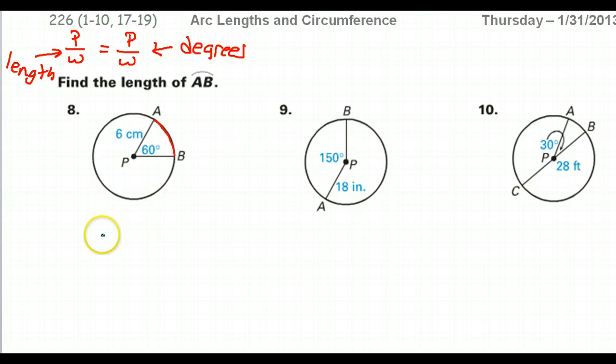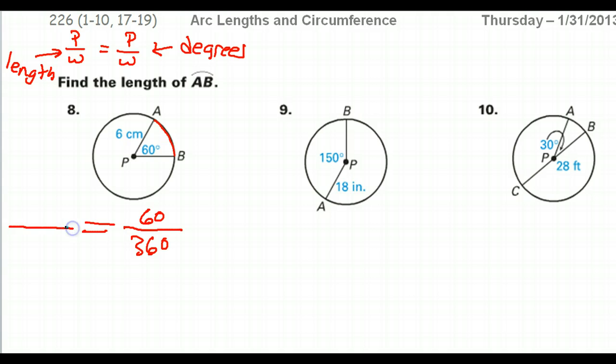Okay, let's get the degree part out of the way because that is the easiest. So part over whole degrees. The partial degrees here are 60. The total degrees, all the degrees in a circle, are 360. All right, so that's part over whole degrees.